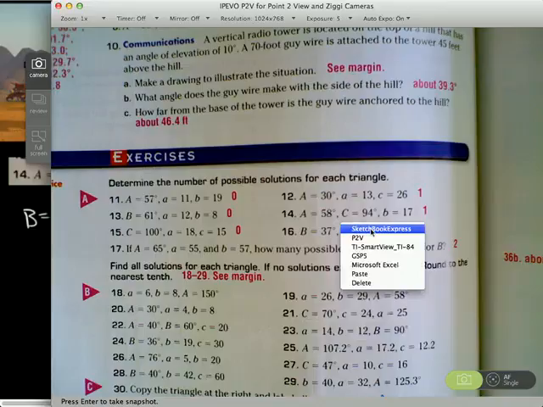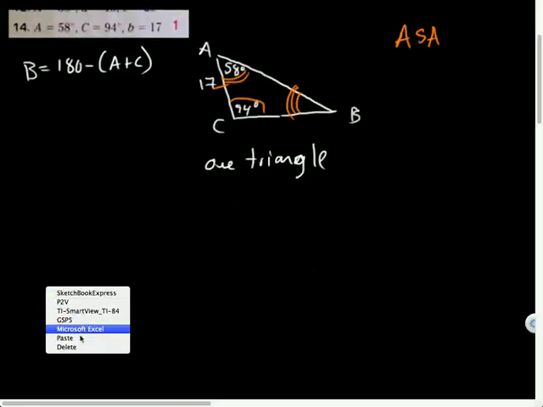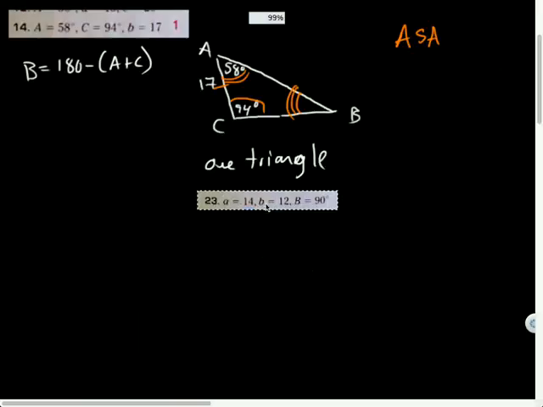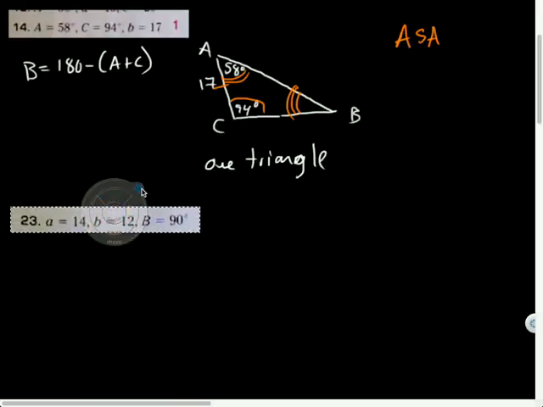Actually, 23 is a right triangle. Why don't you have answers on 23? No, it's probably in the margin. I'm not worried about it. Don't worry. Don't worry about it.